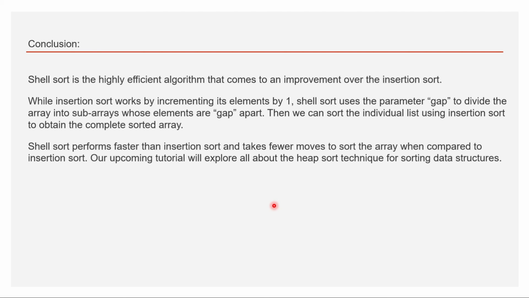Conclusion: Shell sort is a highly efficient algorithm that is an improvement over insertion sort. While insertion sort works by incrementing its element by one, shell sort uses the parameter gap to divide the array into subarrays whose elements are gap apart. Then we can sort the individual lists using insertion sort to obtain the complete sorted array. Shell sort performs faster than insertion sort and takes fewer moves to sort the array when compared to insertion sort.